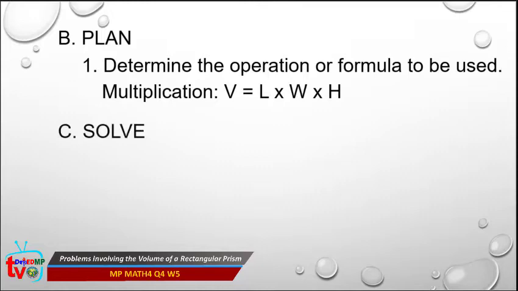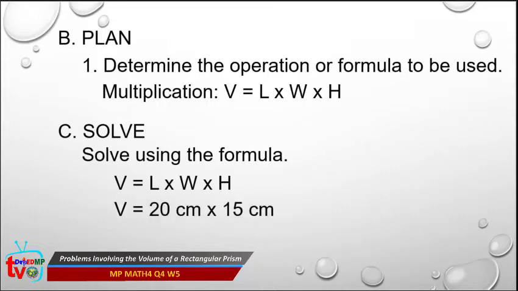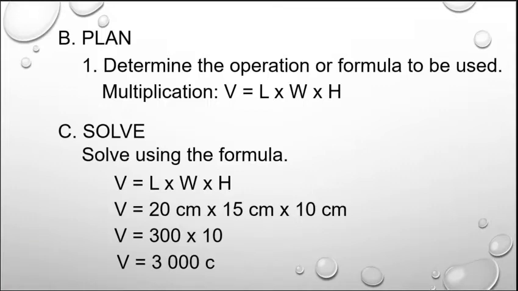Third step is for you to solve. Solve using the formula, which is volume is equal to length times width times height, where length is equal to 20 centimeters, width is equal to 15 centimeters and height is equal to 10 centimeters. The volume is 300 times 10 is equal to 3,000 cubic centimeters.